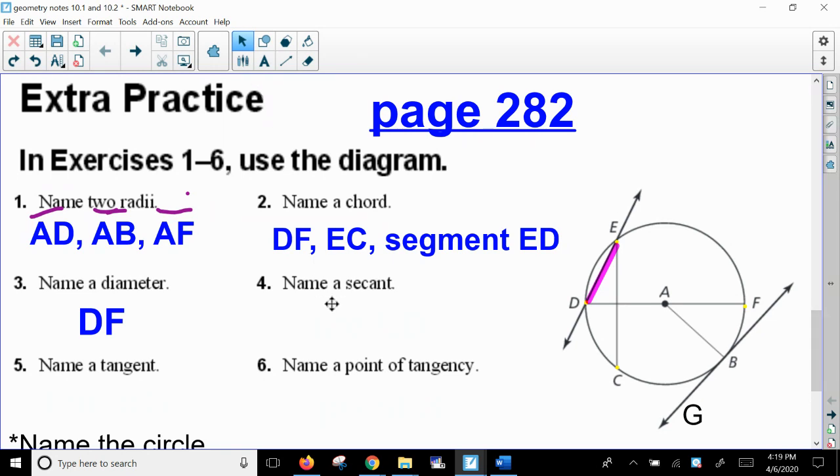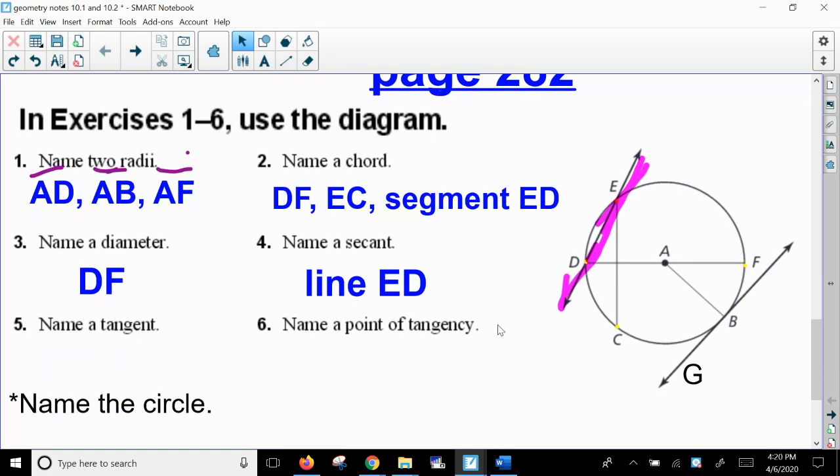A secant, that's a line that crosses the circle in 2 points. So this whole line, that sure is ugly, you know what I'm trying to say. That line is a secant line. So line ED is a secant. That is the only line that goes all the way through the circle. Okay, DF is a segment. It doesn't keep going. If it kept going, I would have said DF is also a secant.